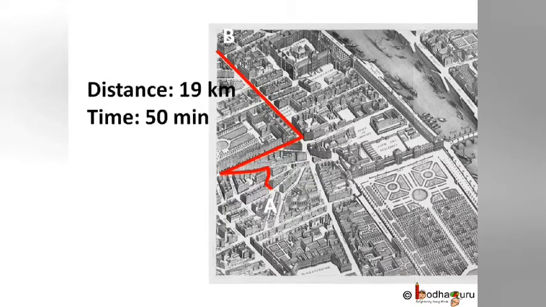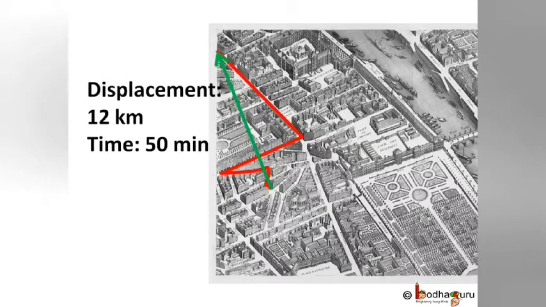Say you went from point A to point B to meet your friend and you covered a distance of 19 km in 50 minutes. But your displacement was just 12 km in the northwest direction. So displacement is the measure of the straight line between your starting and ending point, and it has a direction. And distance is the measure of the actual path taken.